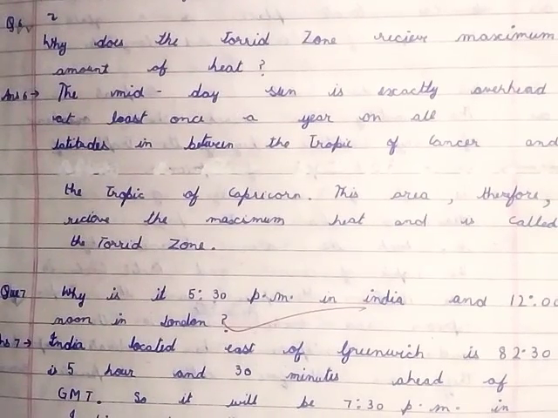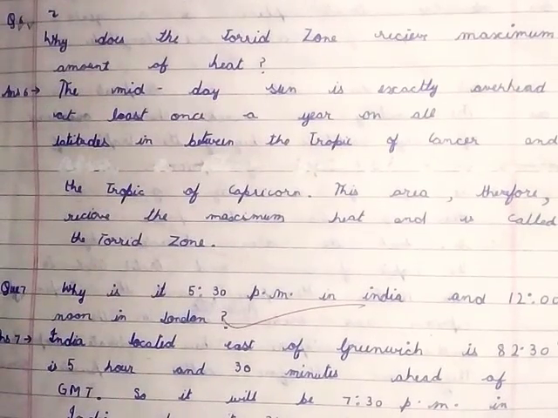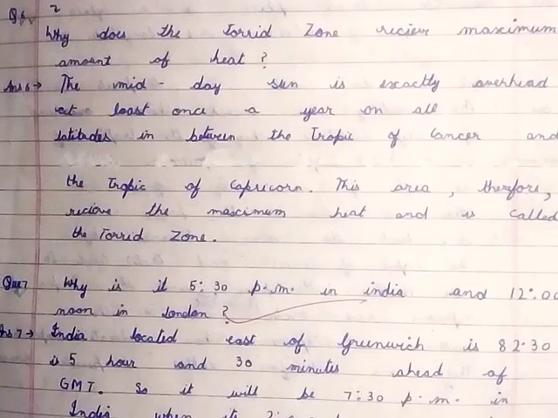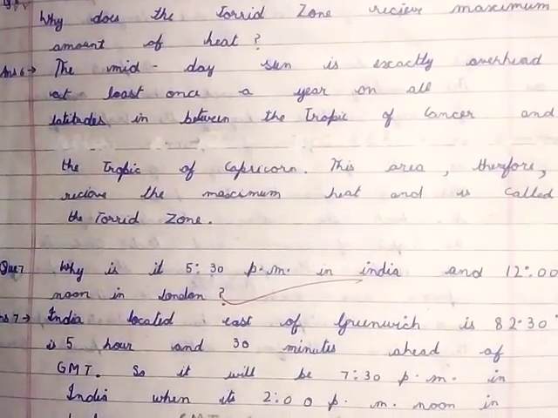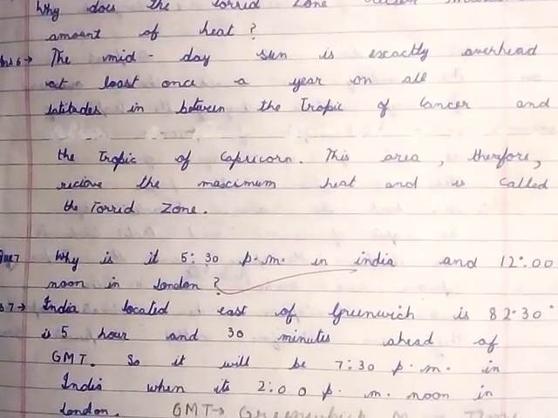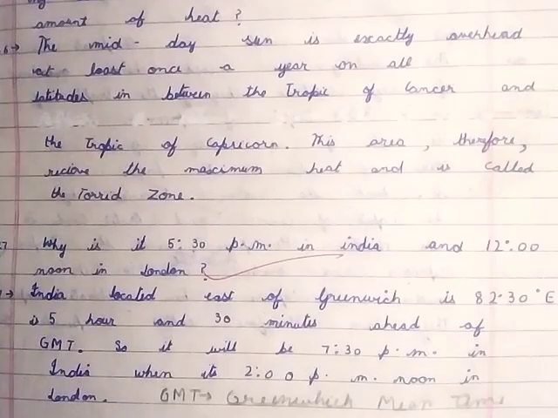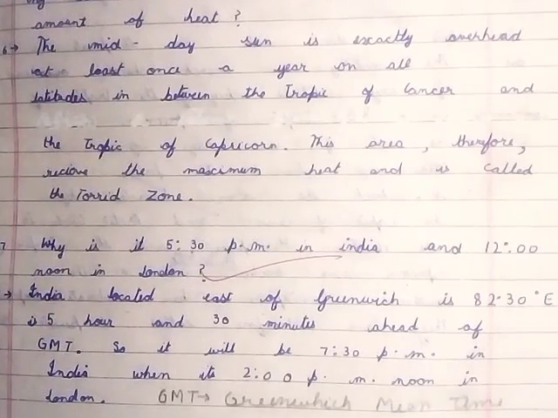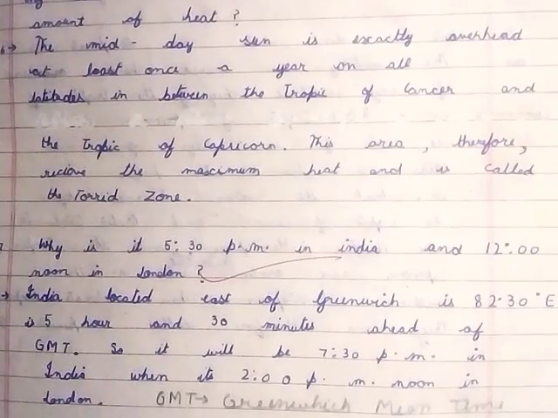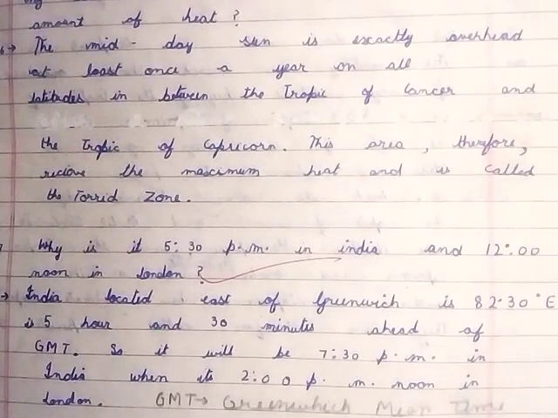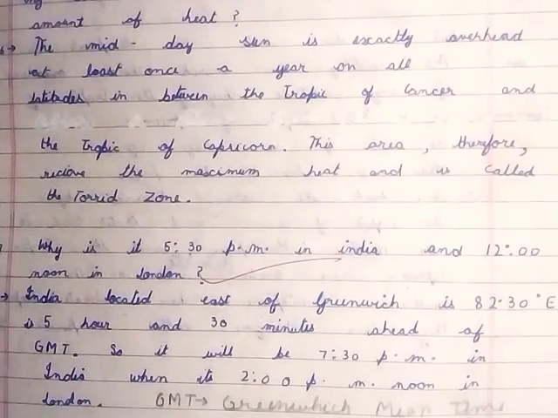Question number 7. Why is it 5:30 p.m. in India and 12 p.m. noon in London? Answer. India, located east of Greenwich, is 82.30 degree east, is 5 hours and 30 minutes ahead of GMT. So it will be 7:30 p.m. in India when it is 2 p.m. noon in London.